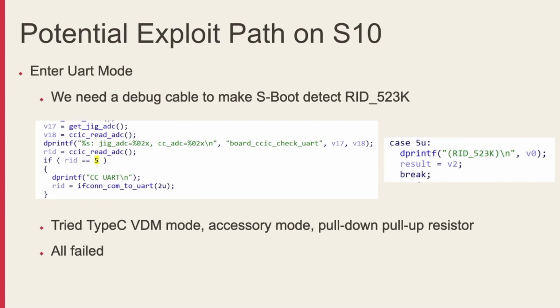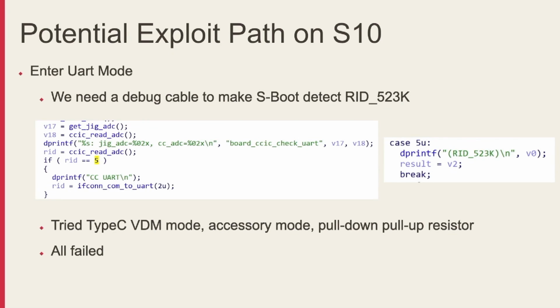We found that secure boot will check the resistor in the USB cable. If the resistor matches a specific value, it will enter UART mode. Even some researchers successfully entered UART mode in Galaxy S7. But the method no longer worked in Galaxy S8 and later, because the cable was changed to Type-C.